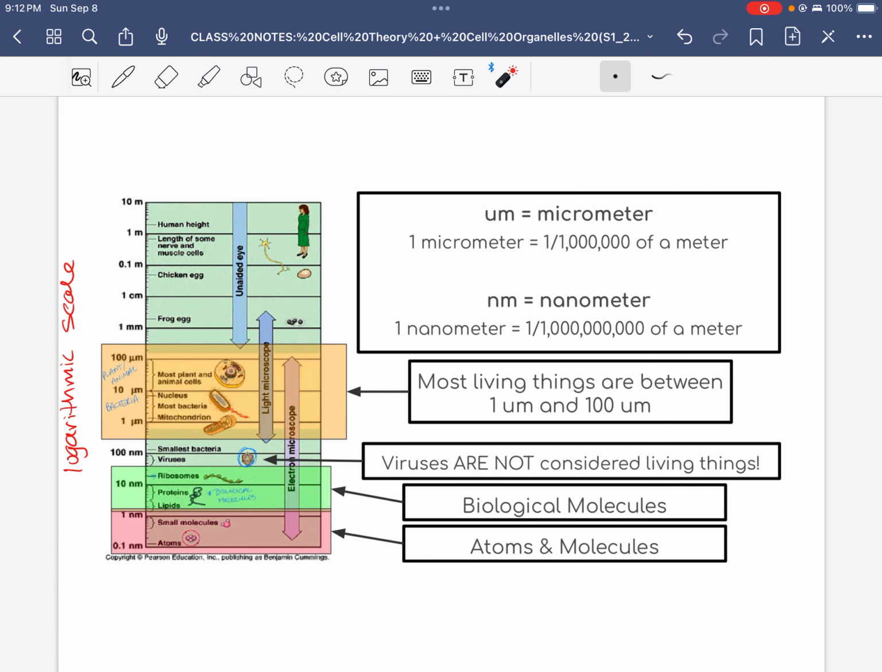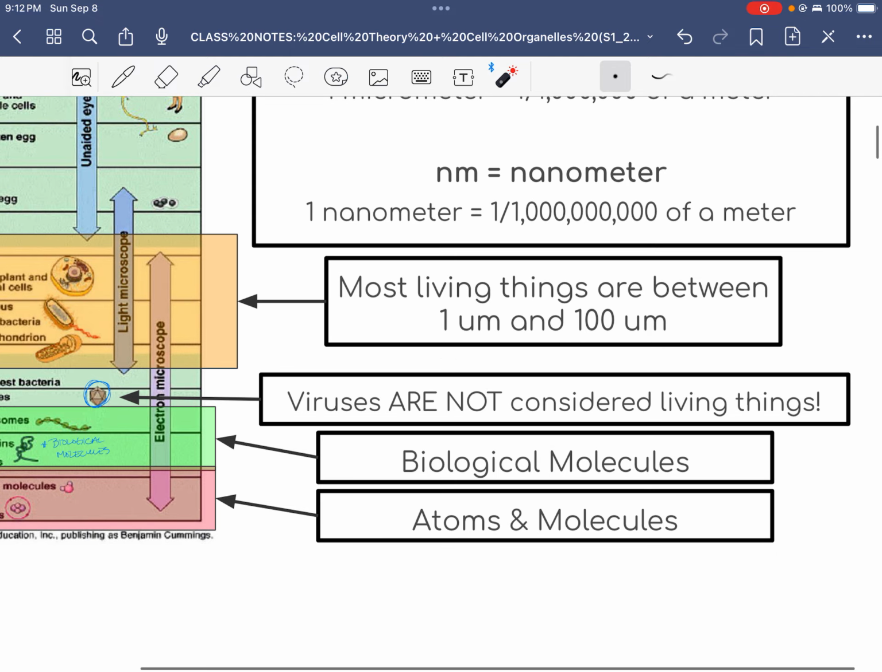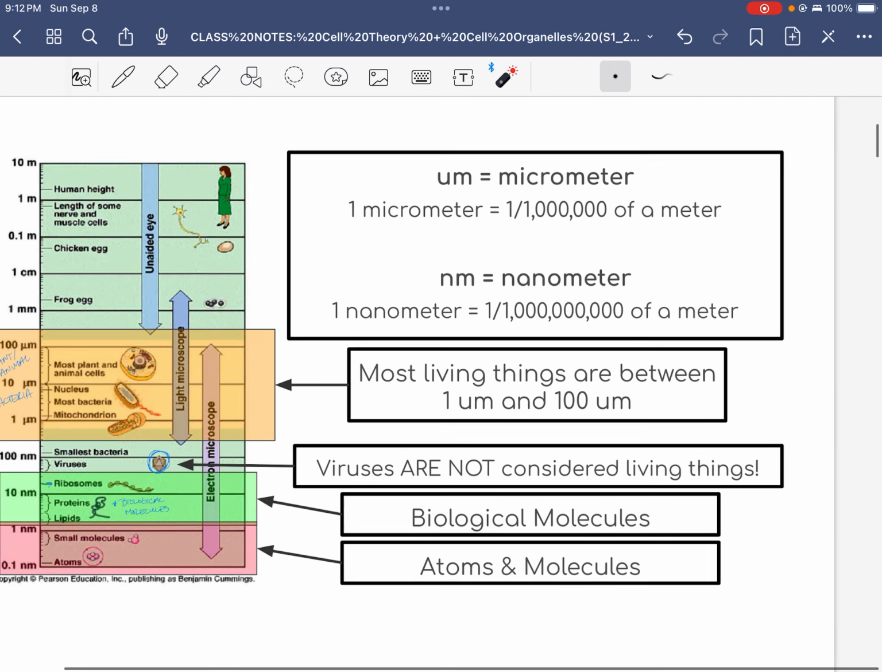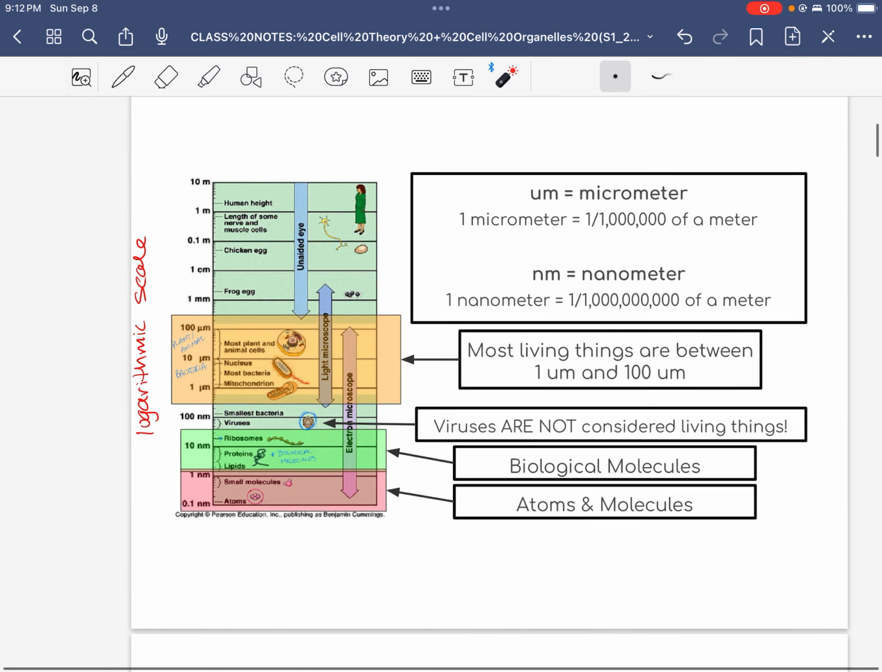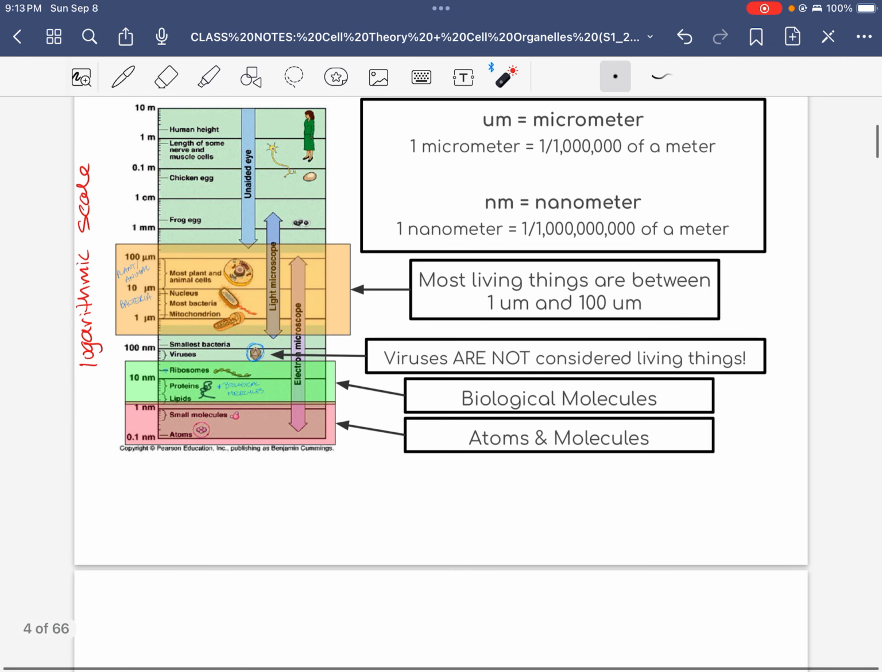So we talk about these sizes in micrometers and nanometers. µm stands for micrometer, whereas nm stands for nanometer. Most living things are between a micrometer and 100 micrometers. Viruses, as far as we're concerned, aren't considered living things, but they are important to rank in terms of their size here.